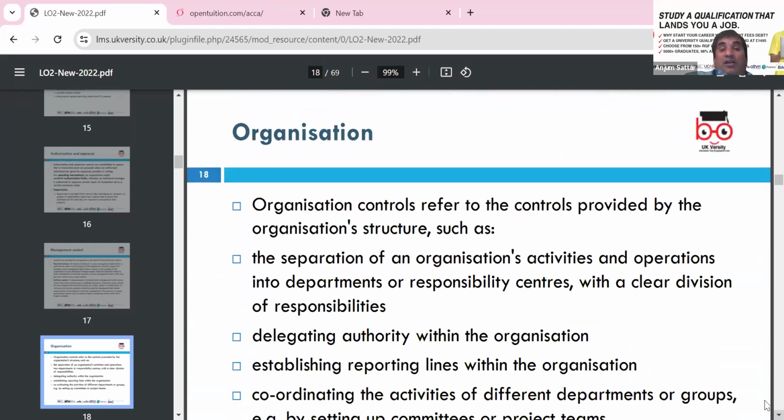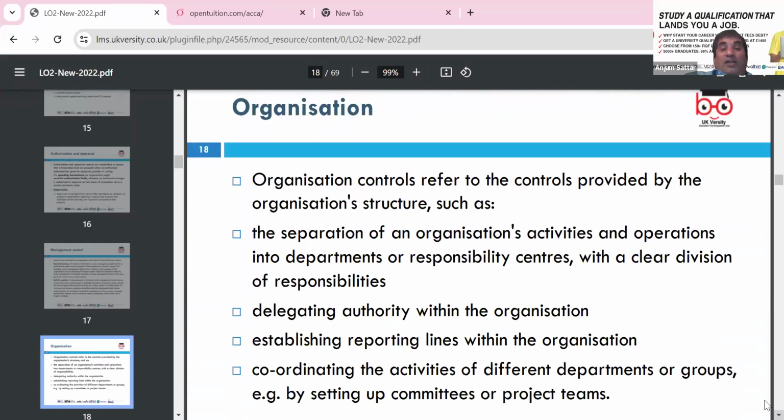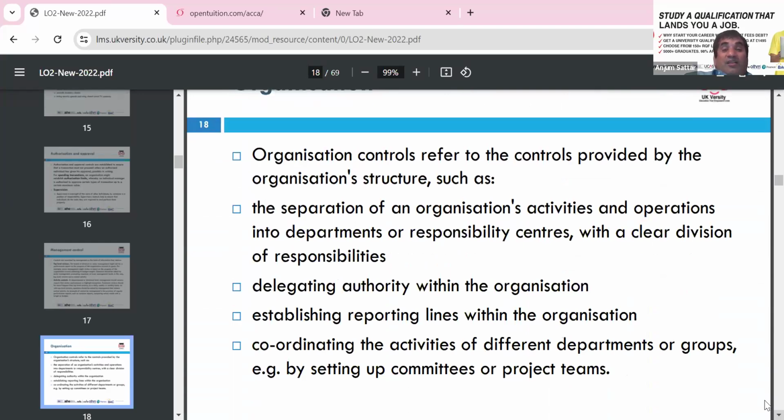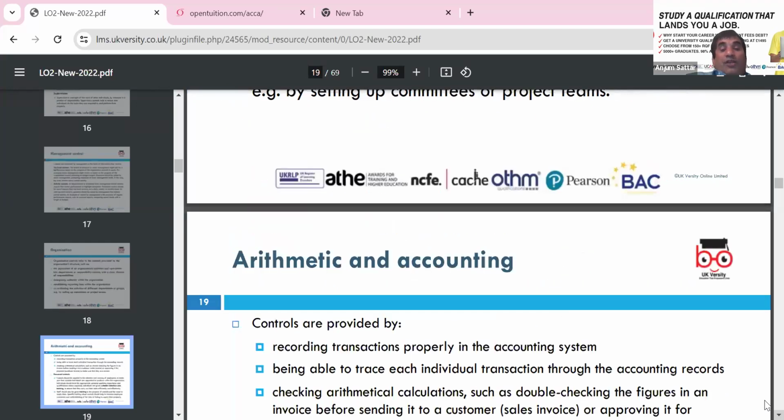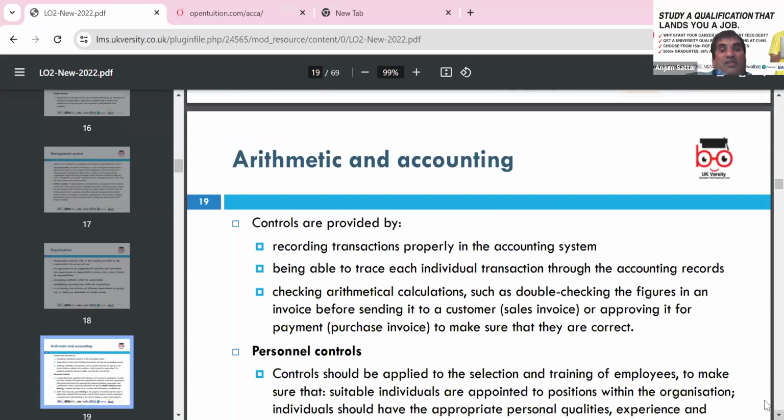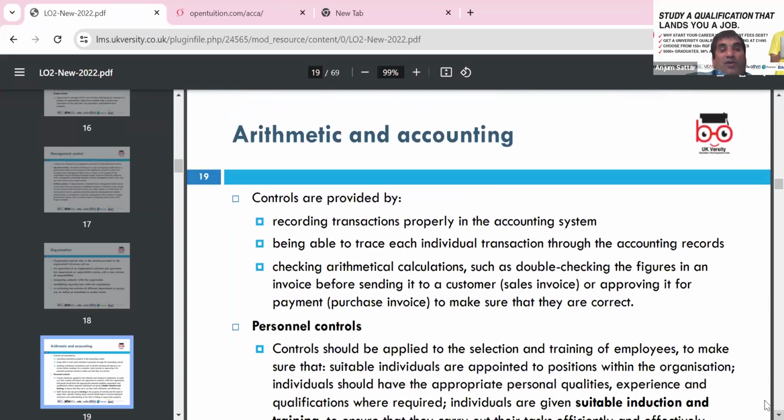Organizations' control systems refer to the controls provided by structures such as the separation of the organization's activities into departments and responsibility centers. Yes, so we have which department has what responsibility, clear divisions, allocated funds and authorities being given, and we can do audit against that. Okay, arithmetic numbers which we can look around; controls are provided by recording transactions properly, and not having fake transactions in the system.